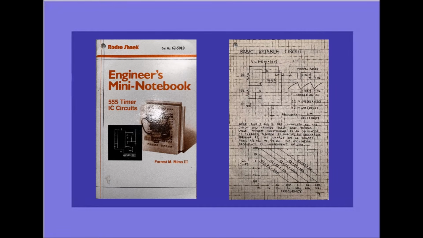This booklet is where I got the circuit to make a square wave generator using the 555 timer. I thought I would include it here. The book itself now is kind of retro, and it is online. I'll try to put a link to it in the description below.